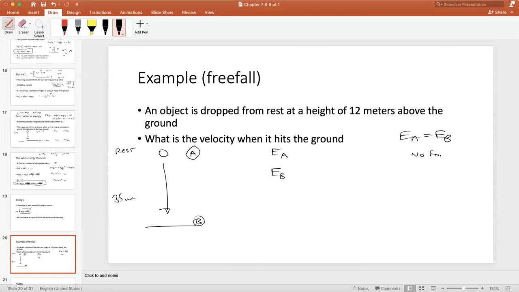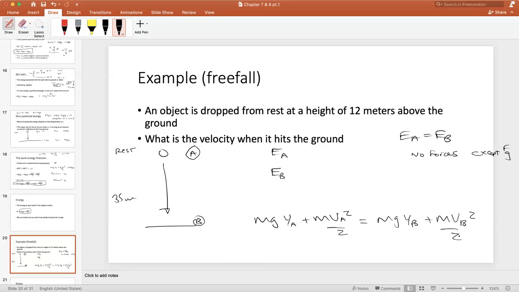No forces other than gravity, so I can do that. I don't have to worry about any other forces. And then all I have to do is figure out what my variables are in each one. So EA is mg ya plus m va squared over 2. And I set that equal to mg yb plus m vb squared over 2.